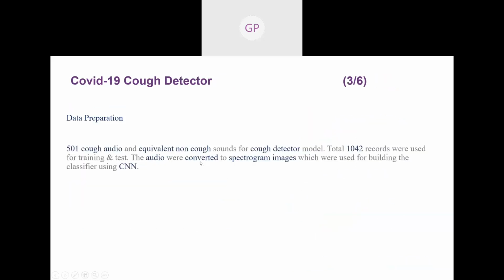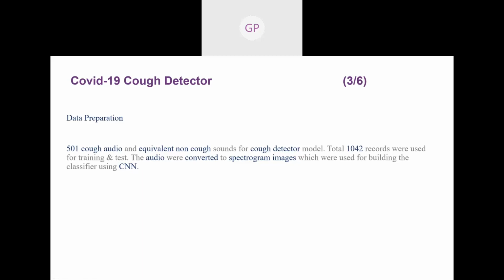Okay. So cough detector is a very simple use case. We chose 500 cough audios directly and equivalent non-cough sounds. They were a total of 1042 records, and we used the CNN again to prepare a cough detector model. So PL Lakshmi is asking, do you have validated your algo output? Yeah, so I'm going to come on to that. There is one slide for that as well.